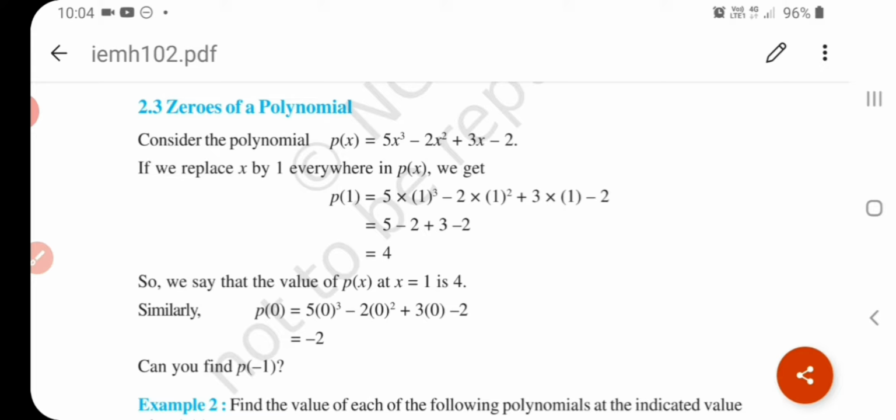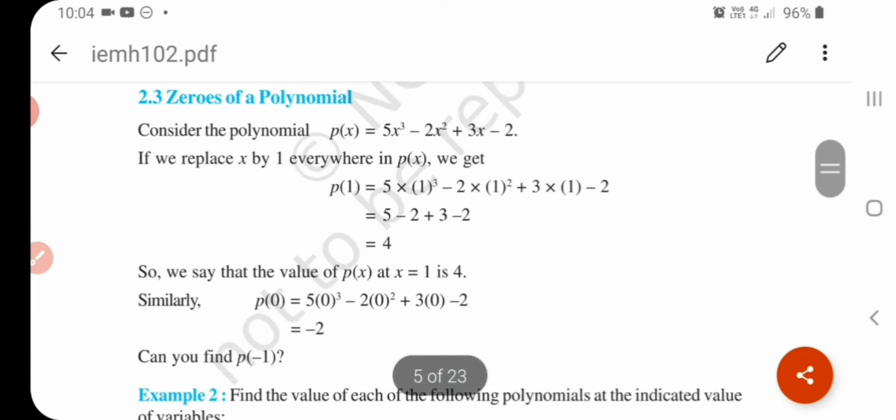Okay, rule to find zeros of the polynomial: if p(x) is equal to ax plus b, if the polynomial is in the form of ax plus b, then what is the zero of this polynomial? Minus b upon a, means constant term divided by coefficient of x. Okay, this way we find the zero of this polynomial.